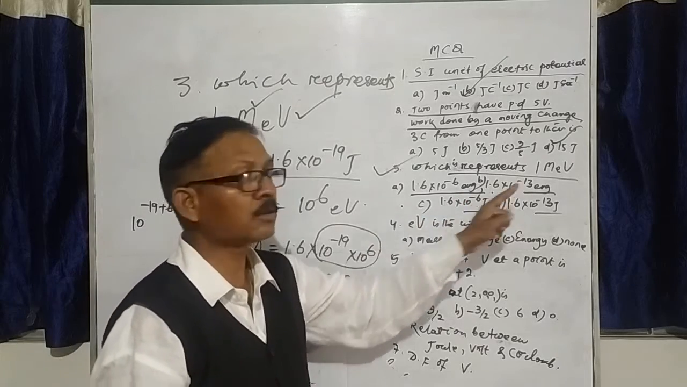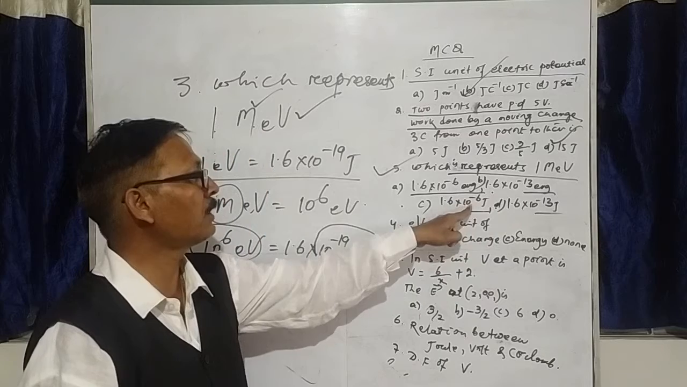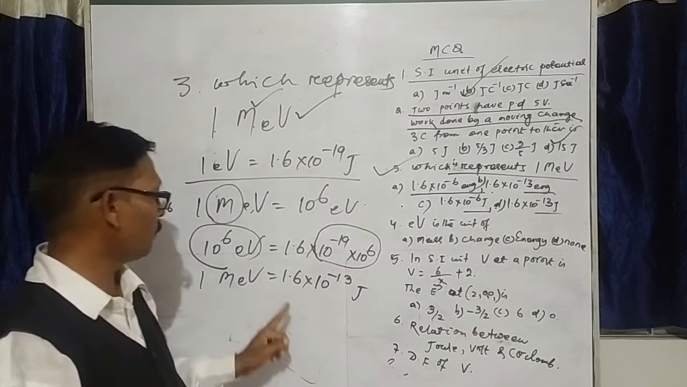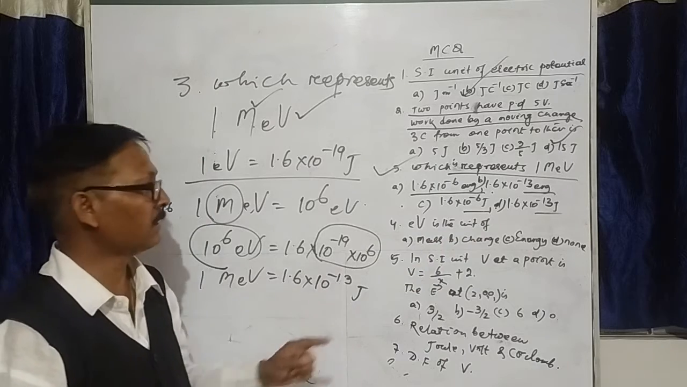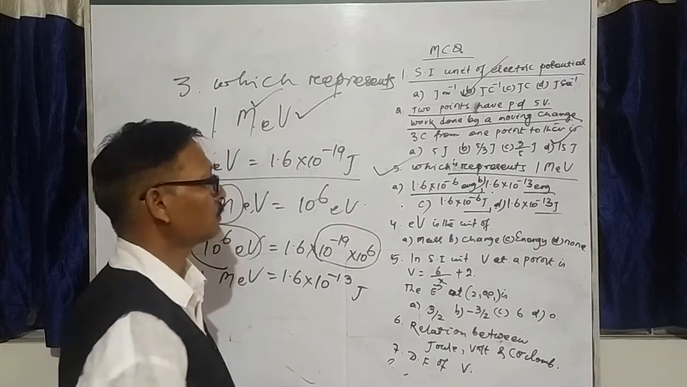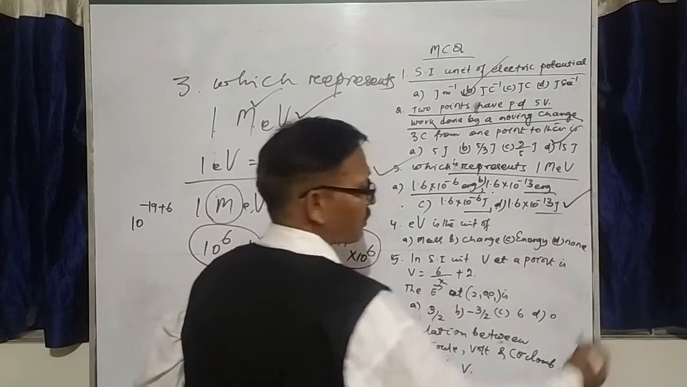It is not 10 to the power minus 6 joule. It is 1.6 into 10 to the power minus 13 joule. So you choose this as your correct answer.